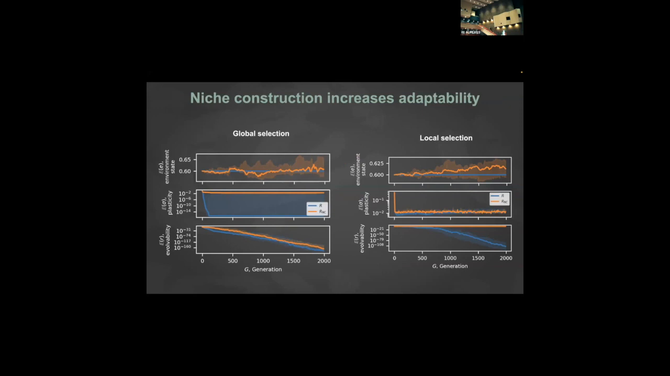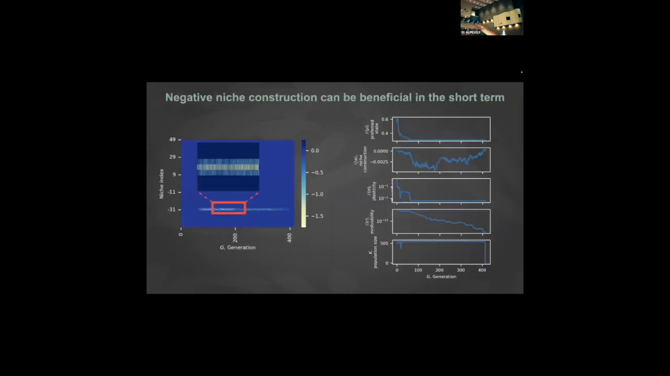In the case of global selection, we got an increase in plasticity. And in the case of local selection, we got an increase in evolvability. And then this is for local selection, for global selection.